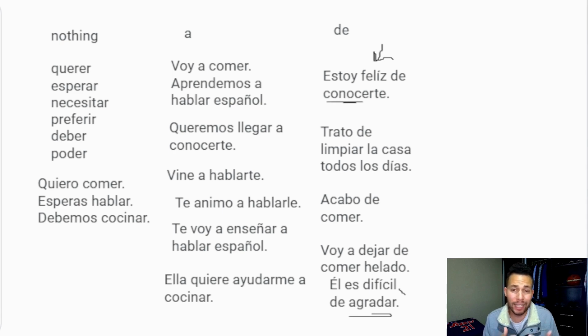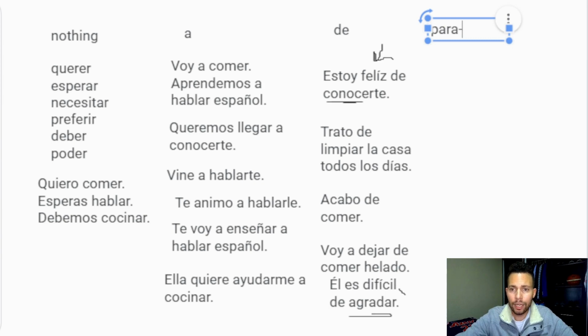We're just trying to remember with this de column that you have these specific words, tratar, acabar, dejar, that when you attach an infinitive verb to them, we're going to put a de in between them. And also attaching an infinitive verb to an adjective, we're going to put a de. Let's go ahead and do another column.